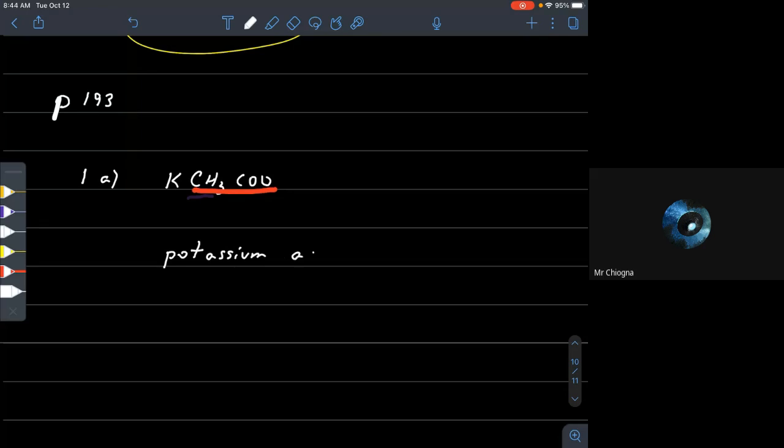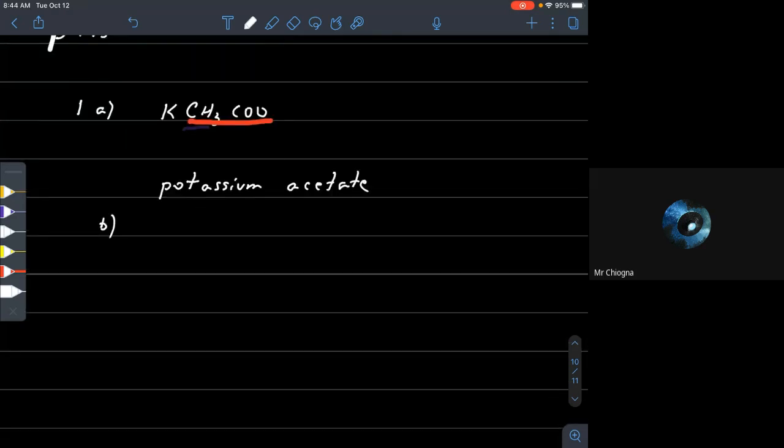Okay, acetate. Potassium acetate. Next one, Ca in brackets, CH3COO twice. Again, recognize what this is. That's an acetate. It's a polyatomic. You just have to know it.